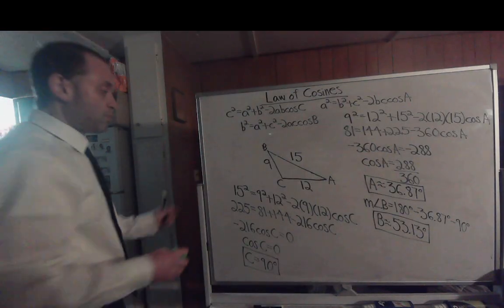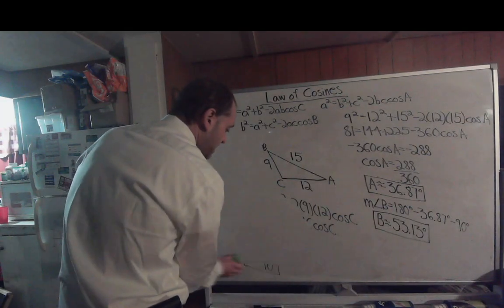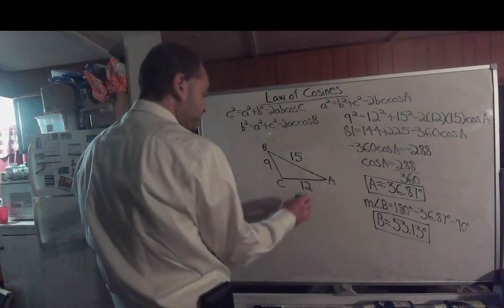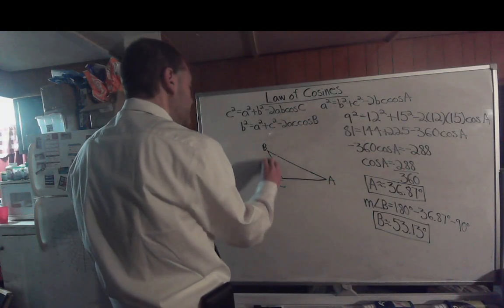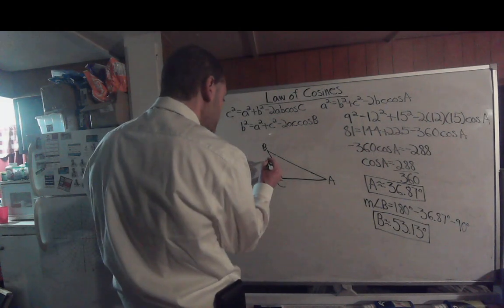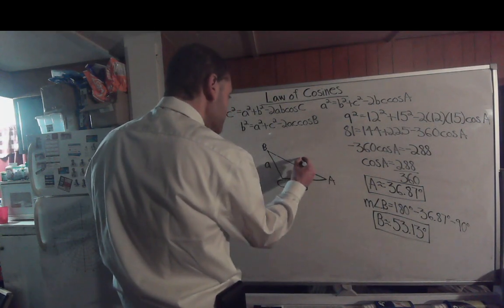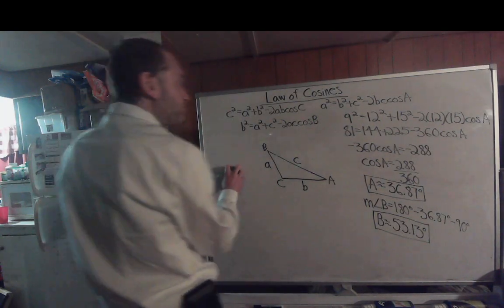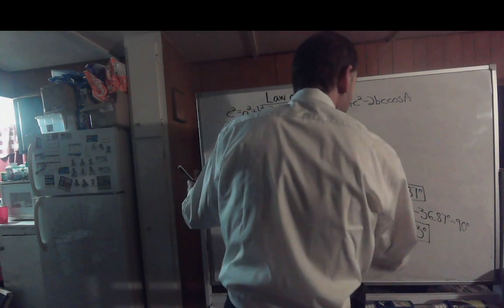Now let's do one more side. In my opinion, these are kind of easier in a way than the side angle side, but you may think the opposite, and that's okay. B, and then this is side C. Okay. One more side, then we'll be done with the lesson.